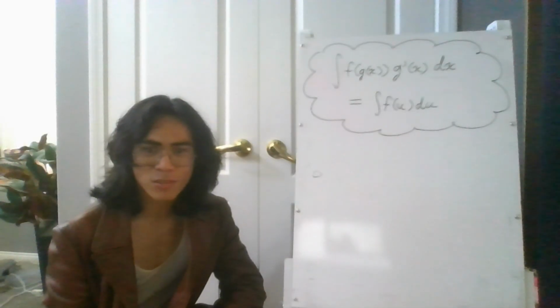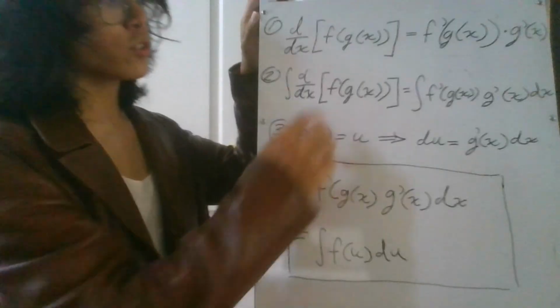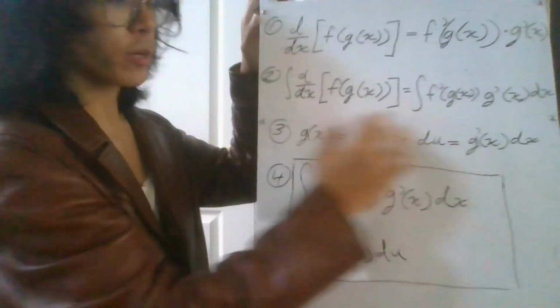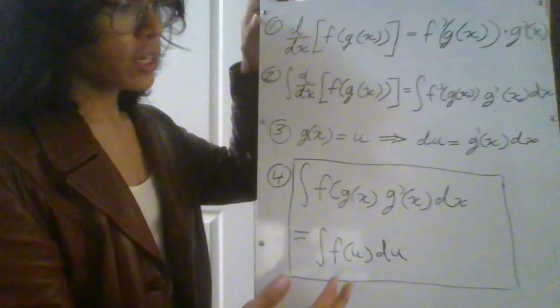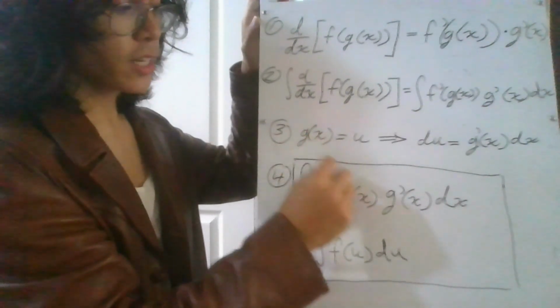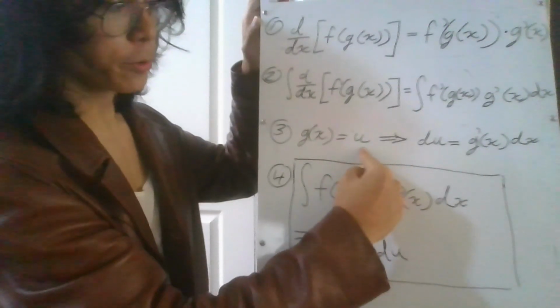Here's how you derive the U-substitution formula. You start with the chain rule. Once you have the chain rule, you integrate both sides of the equation. After integrating both sides of the equation, you see g(x) here. What you're going to do with g(x) is you set it equal to u.